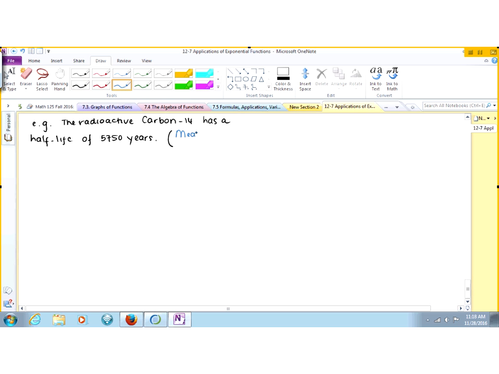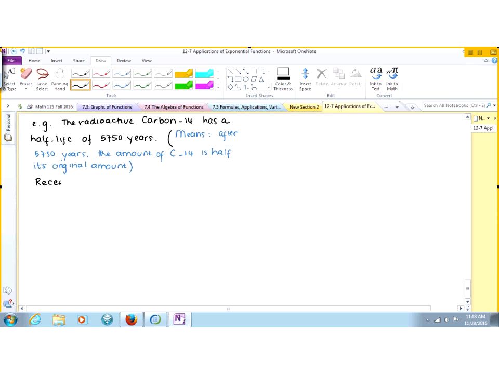So this is my own note. This means after 5,750 years, what happened? The amount of C14, this is how we write it, C14 is half its original amount. Does that make sense? So the meaning is not part of the problem. You have to be able to interpret it that way.